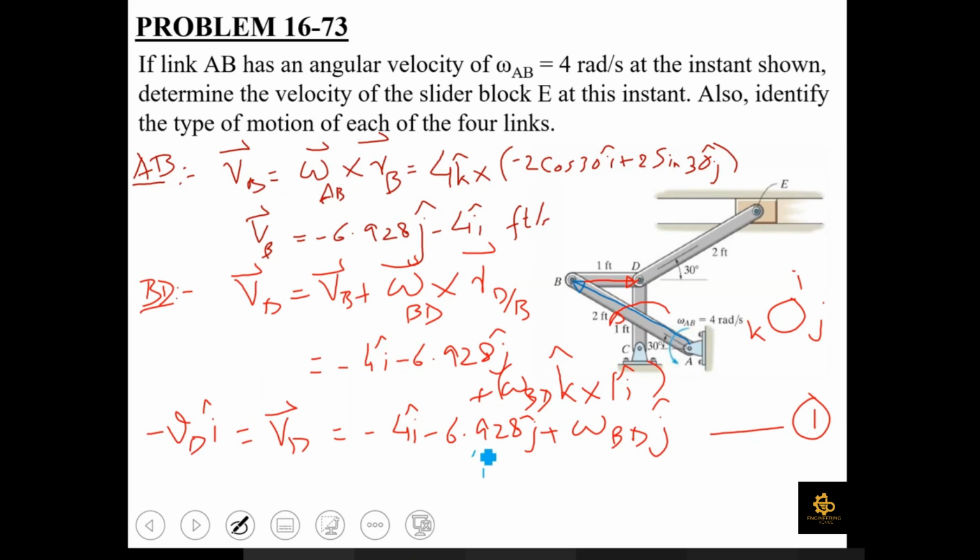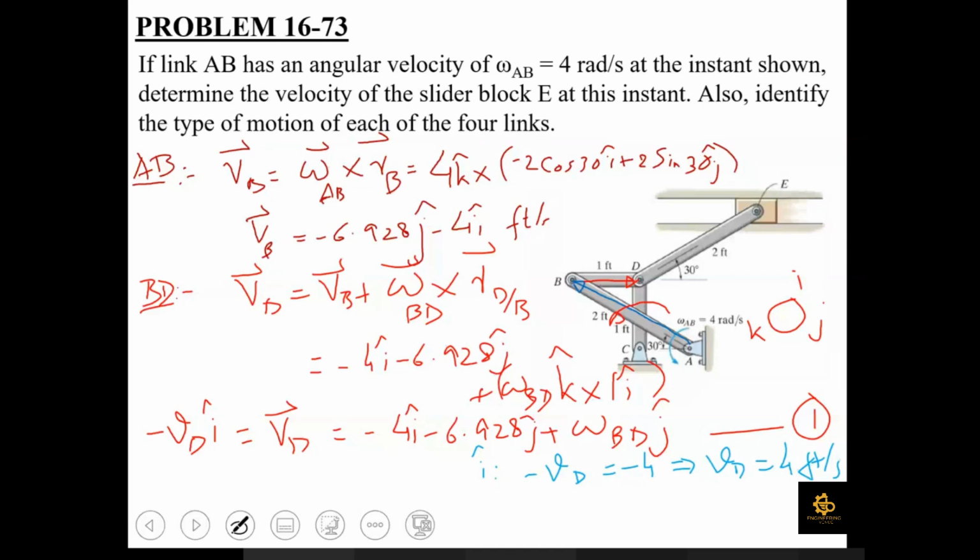Once you compare the I coefficient, on the left hand side it is minus VD, on the right hand side it is minus 4. It means that VD is equal to 4 feet per second. Now, what does this 4 represent? Positive आ गया ये तो. इसका क्या मतलब है? क्या ये right की तरफ जा रही है velocity? Left.